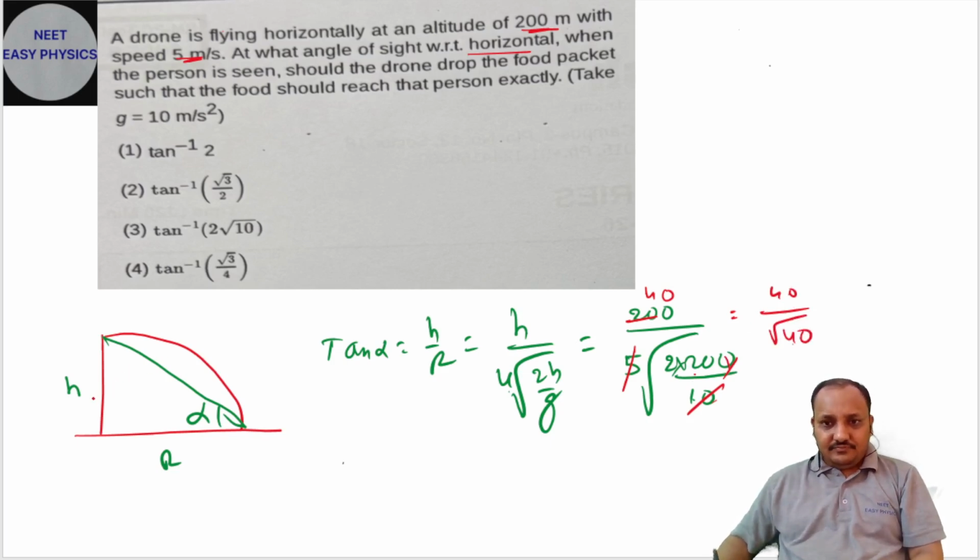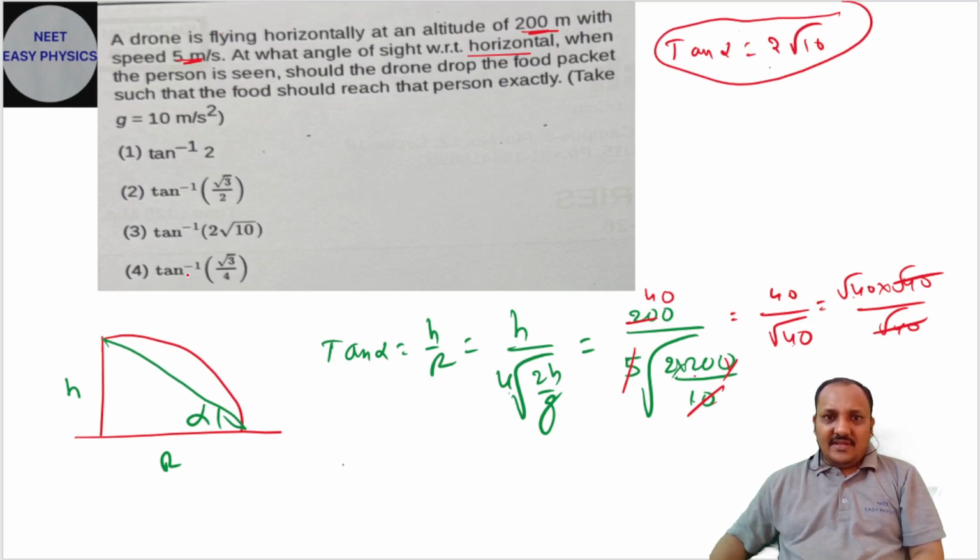So the expression is going to be 40 by root 40. 40 can be written as root 40 into root 40 by root 40. So how are we going to write root 40? Tan alpha is going to be 2 root 10. So alpha is tan inverse 2 root 10. So the third option.